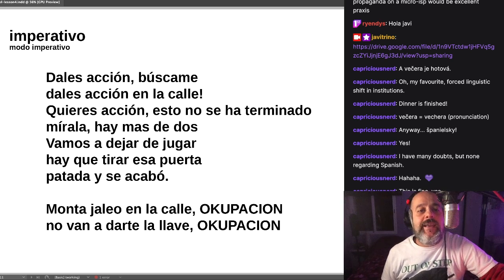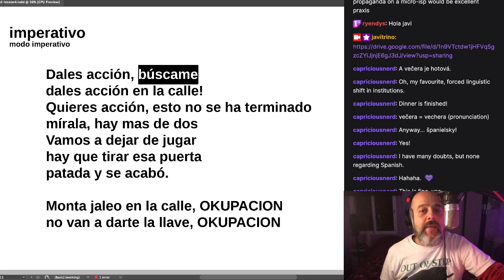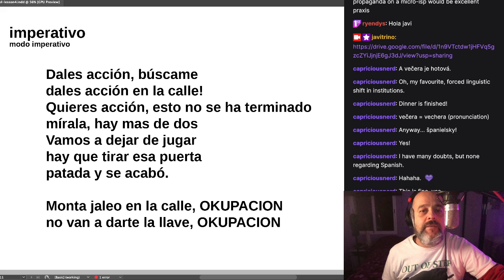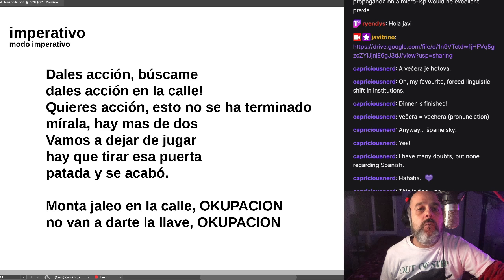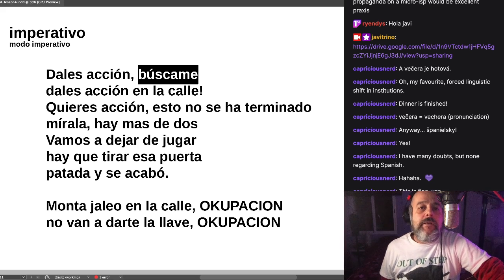Give them action. Dales acción. Búscame. Look for me. And this is imperative. Busca, ignoring the accent, is the imperative for search or look for. But búscame, which is something that we do a lot in Spanish, adds the me, the object: who are you looking for? Me. So we make it into a single word. That's why the accent comes in: it's two more syllables, ca and me, so we put the accent on the u, because it's what we call an esdrújula, which has two or more syllables after the stressed one. So búscame.